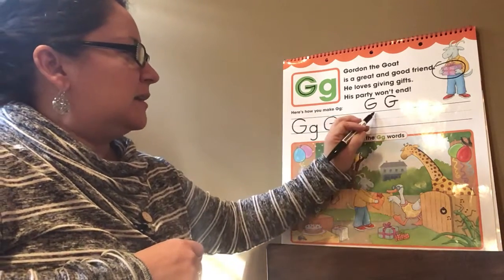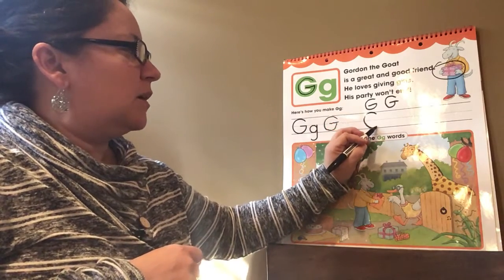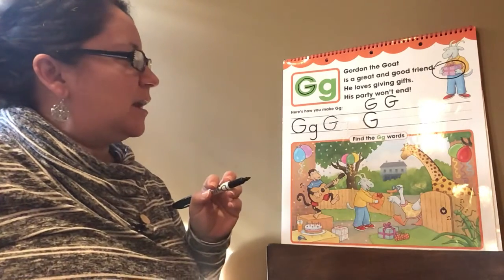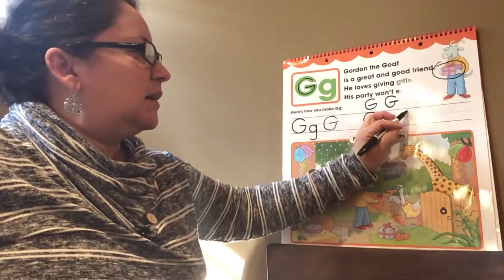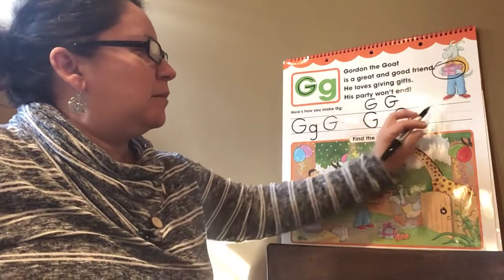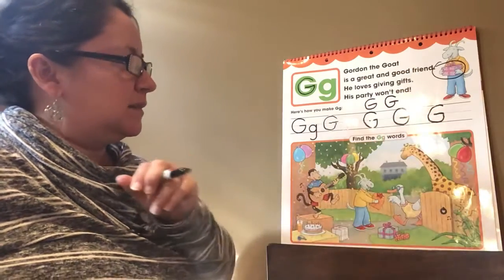So let's practice a couple more times. Remember, we're talking about uppercase G. We're talking about starting at the top, curve, curve, curve, up, and then another line. Again, practice as many times as you can. Magic C, up, up, up, and then a straight line.